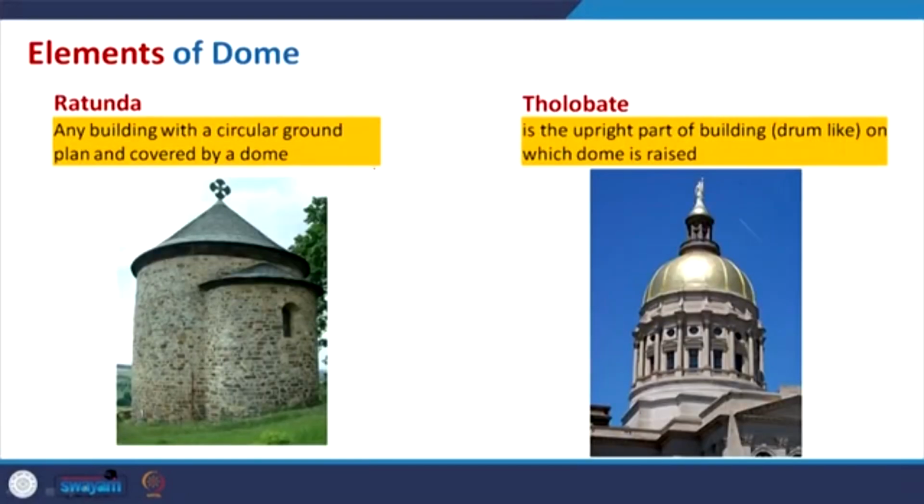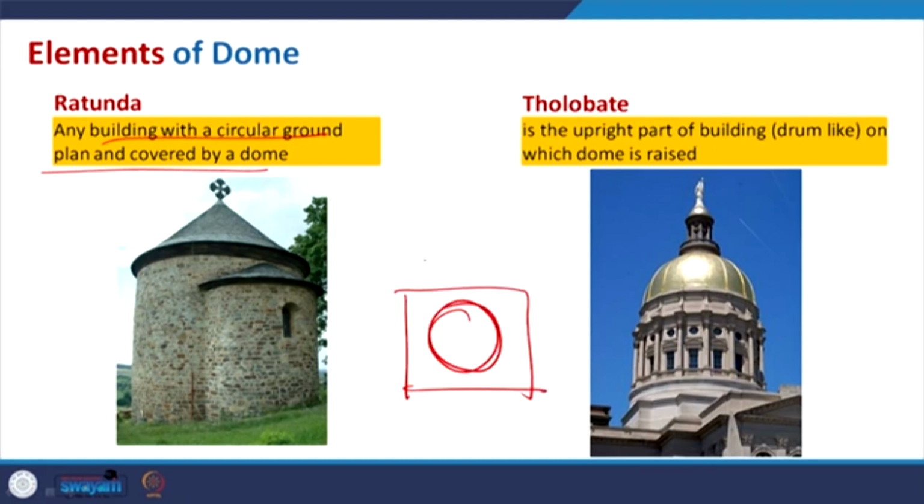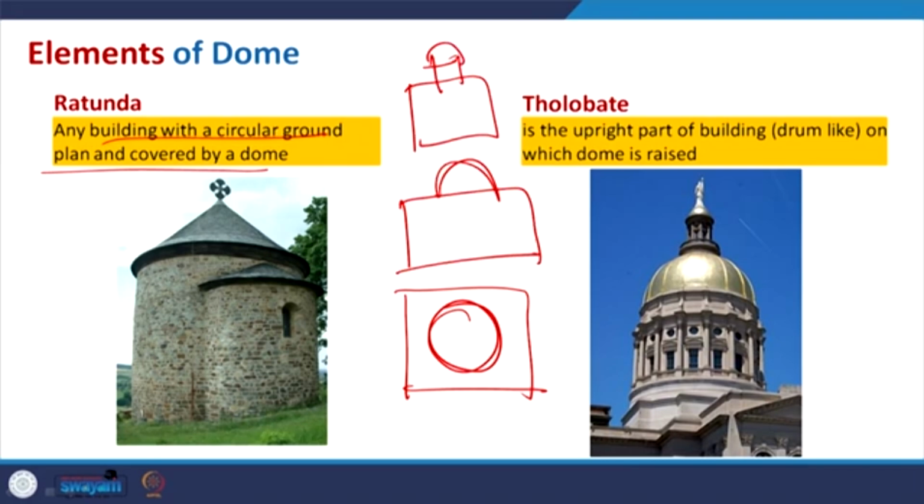Now, what is a rotunda? A rotunda is basically any building with a circular ground plan and covered by a dome. So, instead of many buildings, you will find that a dome is placed at the center, so that it will look something like this, or maybe if you use some drum, it may look like this. But here it is the same, where the plan is itself a cylindrical form, or basically the whole volume is a cylindrical form and the plan is circular.